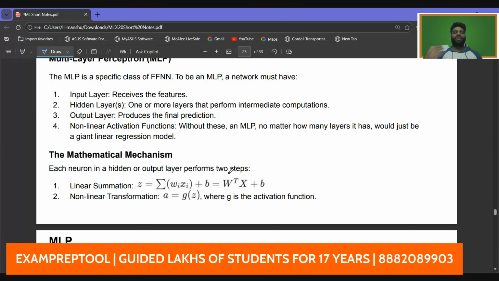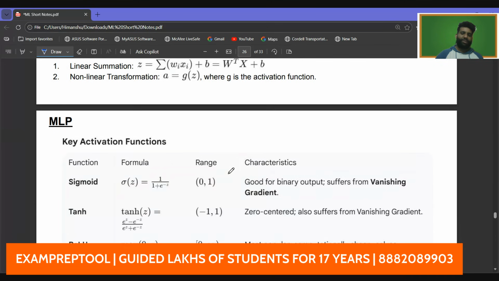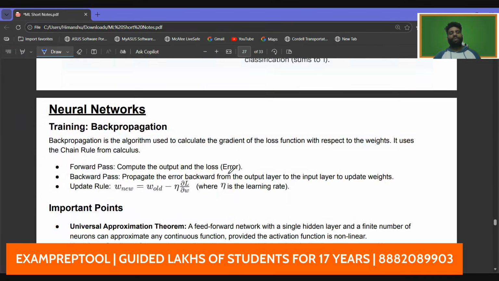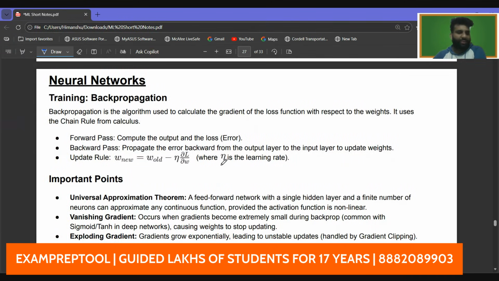You use the chain rule, because each of these functions was a function of the previous layer, which was a different function. So you use a chain rule, f of g of h of something like this. How do you take a derivative there? f' times g' times h', all that stuff. So that is backpropagation, nothing different. Backpropagation is the algorithm used to calculate the gradient of the loss function with respect to the weights. It uses the chain rule from calculus.